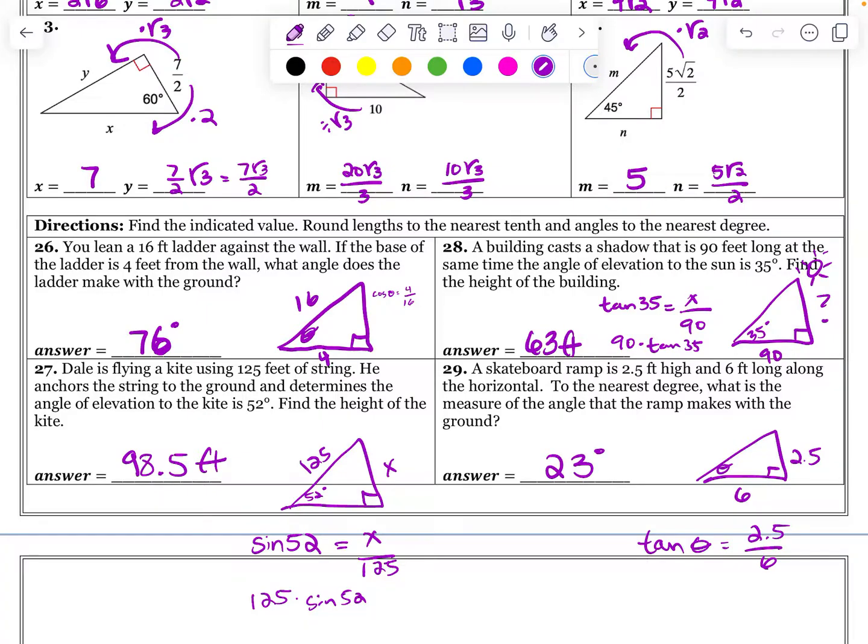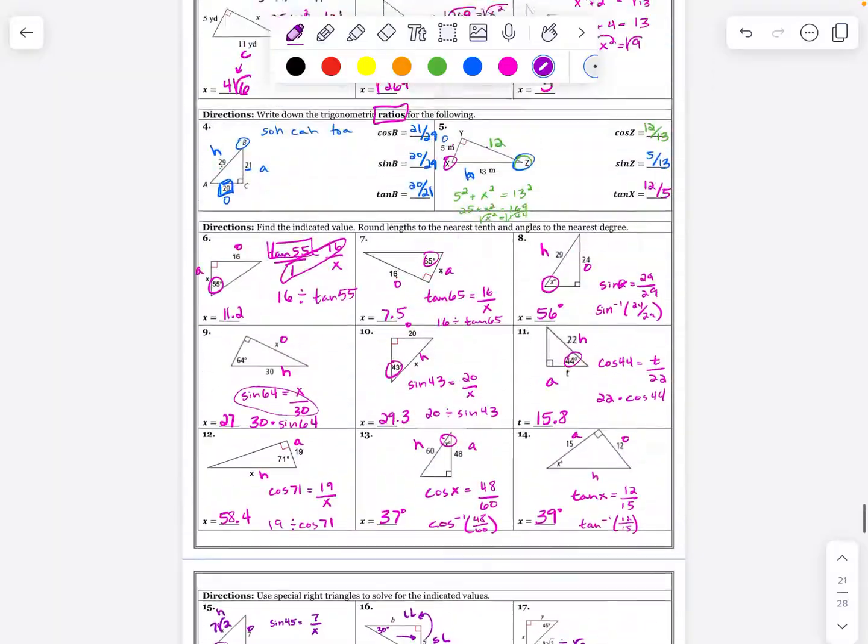23 degrees. There's all of chapter 9, my dears. Good luck.